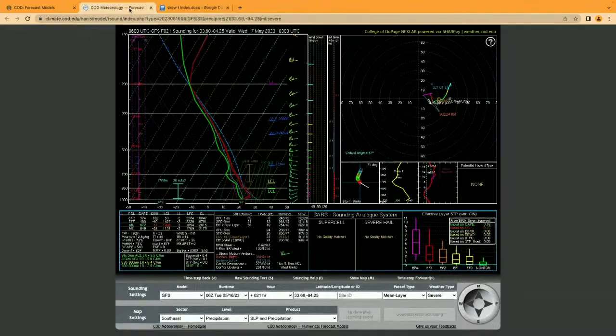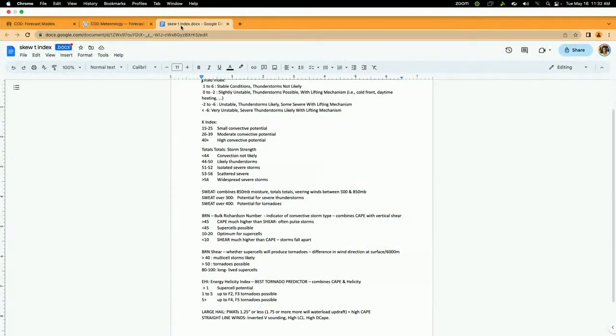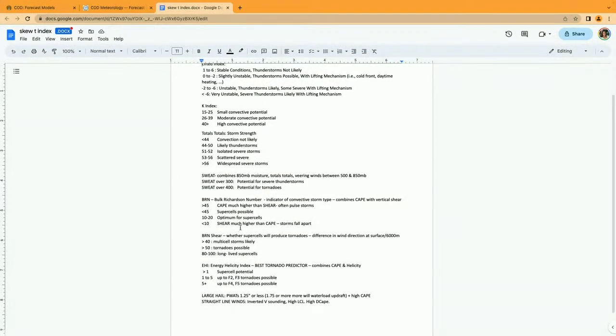Okay, so let's see what the BRN number is. The BRN number today looks like it is 6. That is pretty low. So really, you want the BRN number to be somewhere in the teens. That's the most optimal for supercells. So if the BRN number is less than 10, that just tells you the shear is going to be higher than the CAPE. Basically, these storms are going to be out-sheared and they're going to fall apart. Okay, so with a BRN number of 6, that tells me that these supercells are not going to hold together as they move into Metro Atlanta.